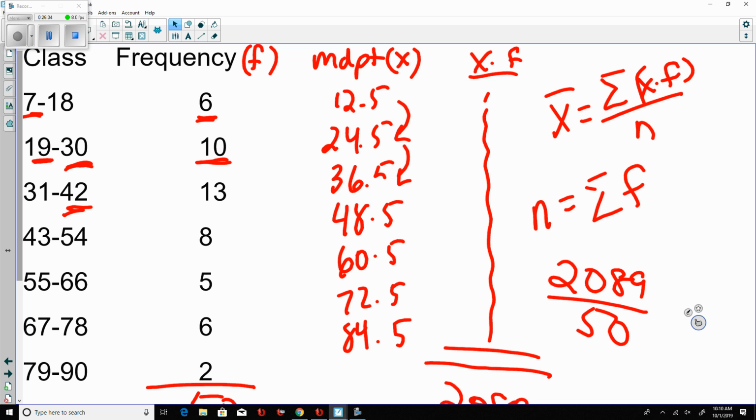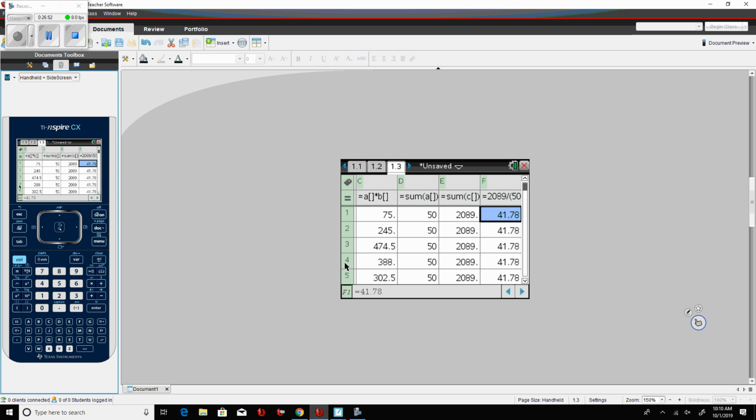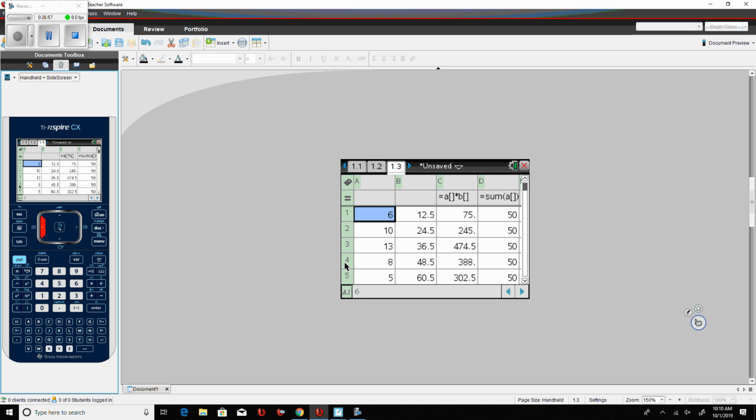What's up? You put the 2089 divided by 50? Sum of A, because you don't want that. So what happens too is you've got to watch where you are. So my A might be different than your A. My A, see my A right there, is the F's. You would do sum of B. Okay? So my A is the sum of F's. Don't want to do the sum of the midpoints. Okay, that's the sum of the X's.